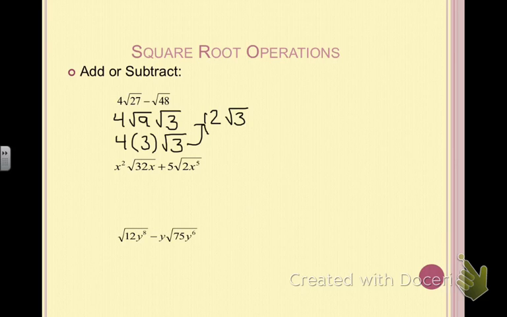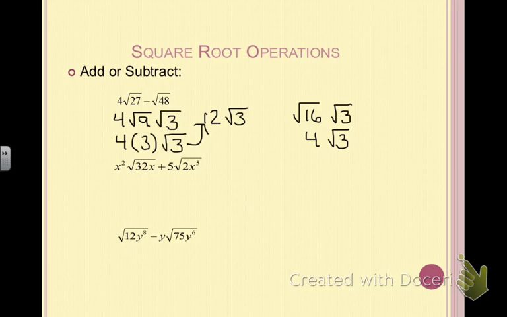The square root of 48 simplifies because 48 has a perfect square factor of 16. The square root of 48 breaks into the square root of 16 and the square root of 3. The square root of 16 is 4, and the other factor remains under the radical sign. We are in business now.